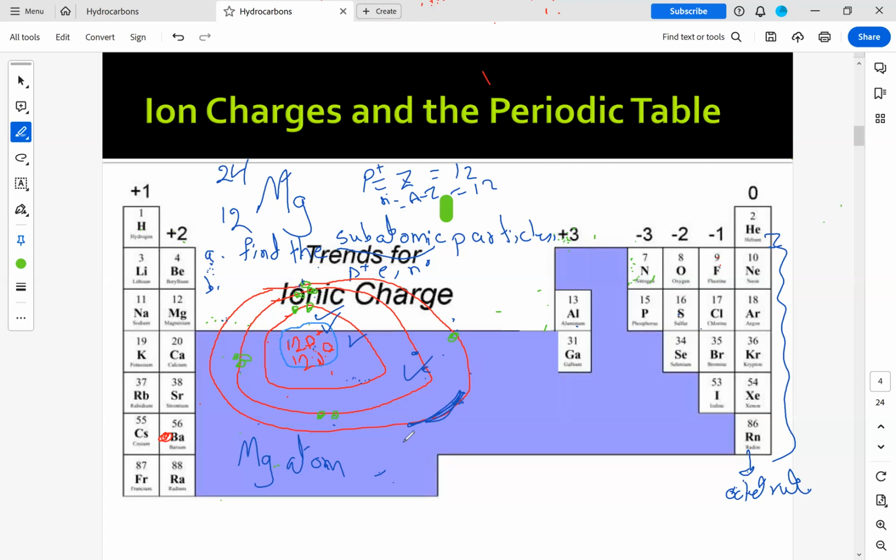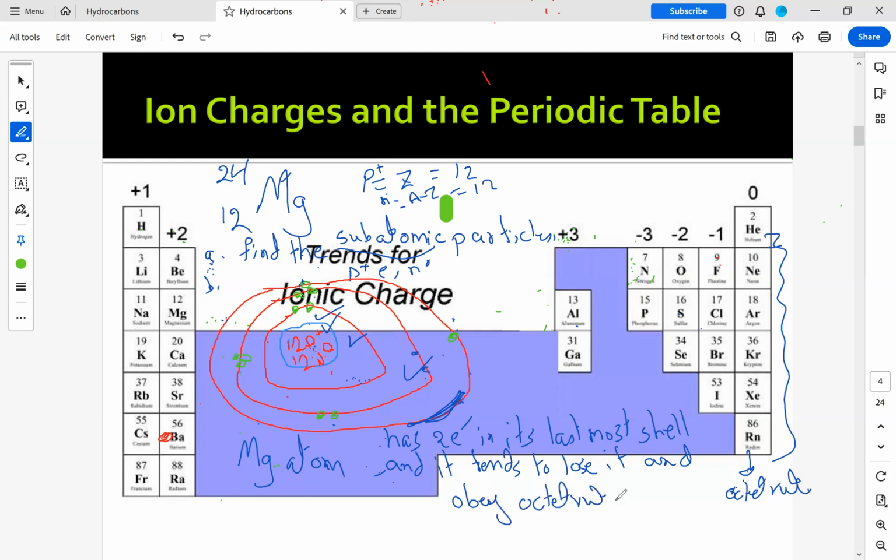Yeah. Magnesium, we say a magnesium atom has 2 electrons in its last shell, and it tends to lose all of them for sure, and obey the octet rule. Octet rule as whom? It will look like neon or argon or krypton.